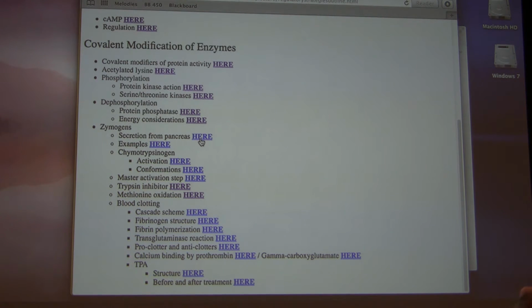Now, at this point, I want to turn our attention to another kind or another mechanism for regulating enzymes.